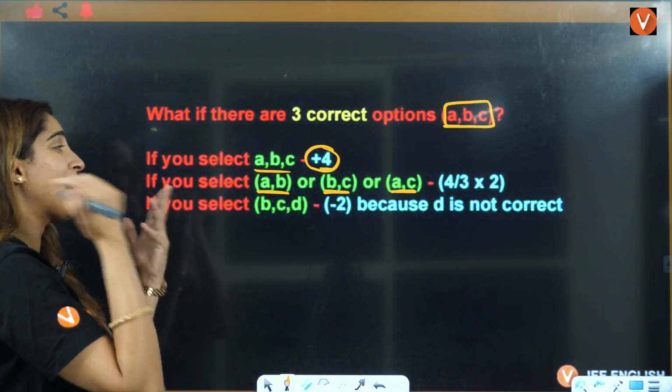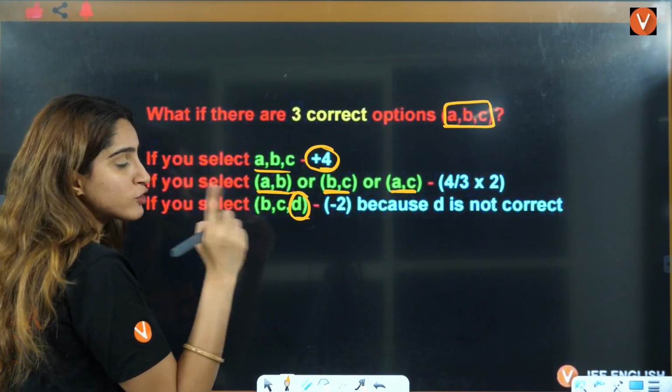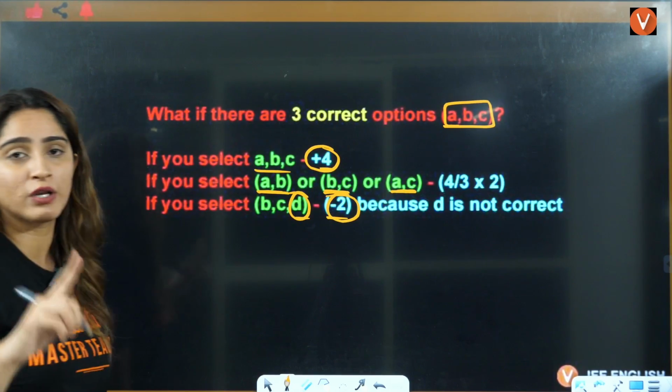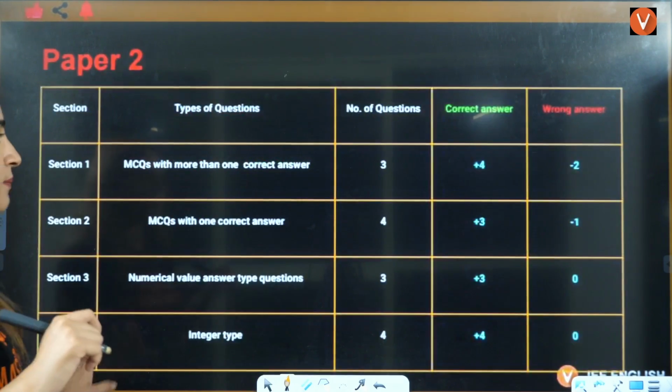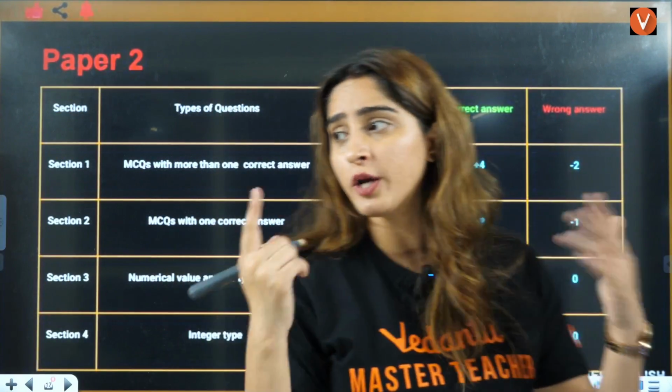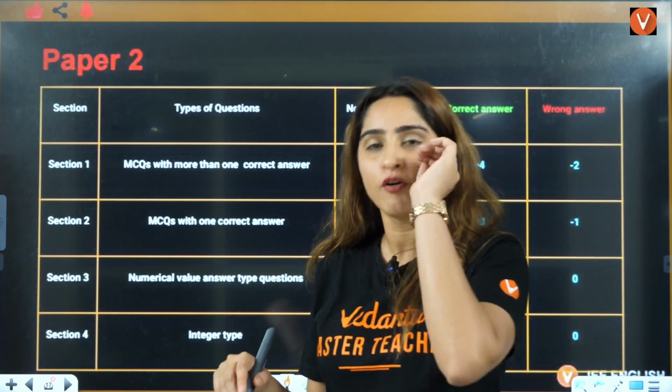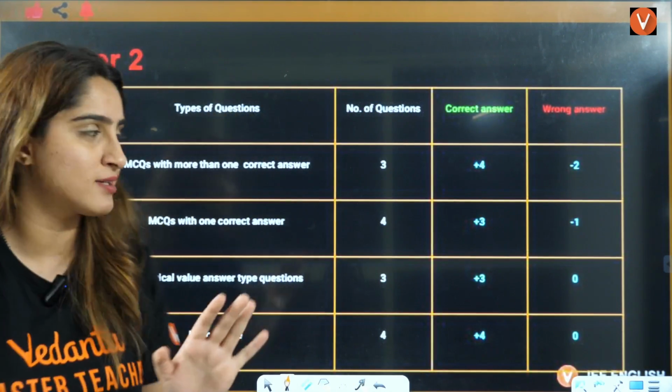But if you mark any incorrect option as correct, then -2 will be deducted here, right? Be very clear on this part. If you're not able to understand this, leave it, right? What you need to focus on is question practicing, right?